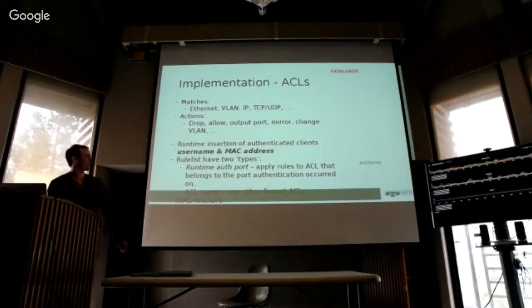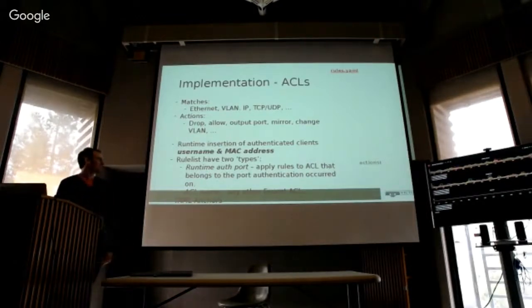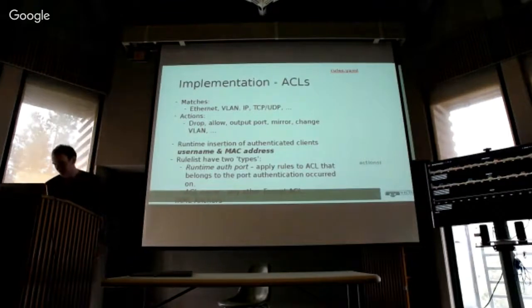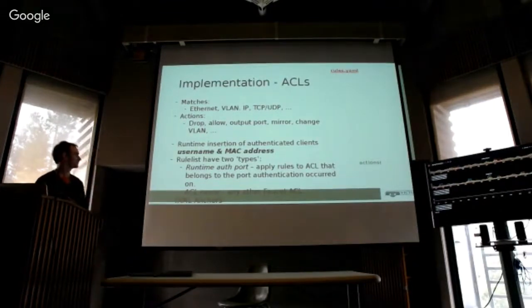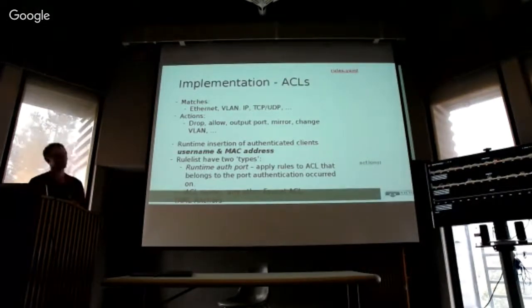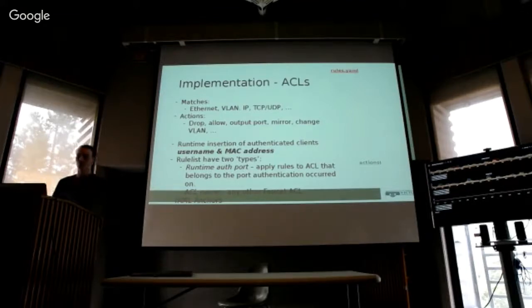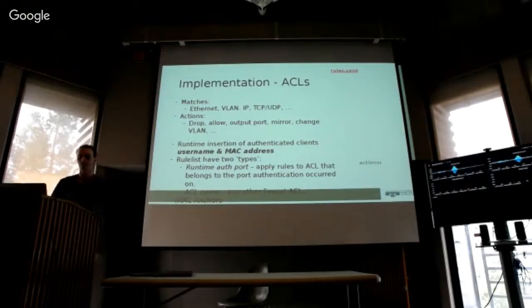So this is the rules YAML file, which you cannot see. I'll show you an example later on. It is essentially the same thing, right? We've still got our usual matches, usual actions. However, we allow the use of inserting a username or MAC address at runtime, so we can specify which rule belongs to whom later on in our base ACL file.